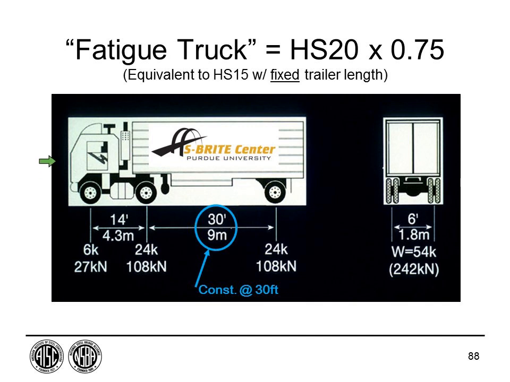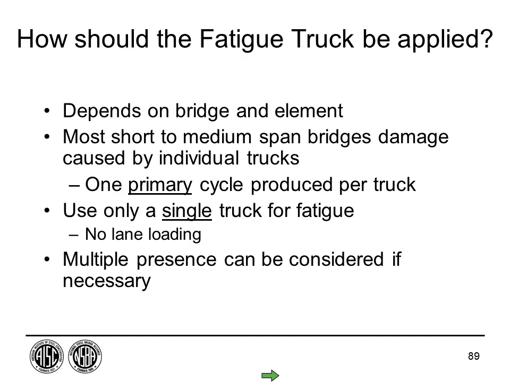And this notional load, again, it's not a real truck necessarily, but by using these loads and this geometry, we get the same effective fatigue damage as the variable amplitude spectrum. So how do we apply it now that we have some kind of a truck? Well, it depends on the bridge itself and the element that you're looking at. For example, short and medium span bridges, fatigue is going to be driven by individual trucks. And you see one primary cycle, because that's important, the cycles it produces per truck.